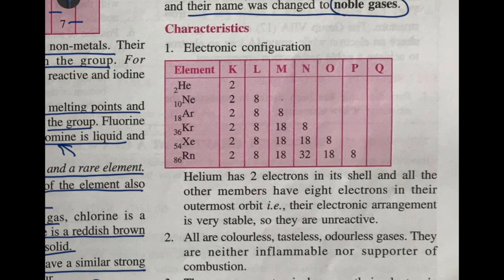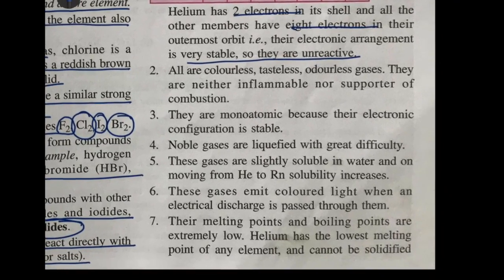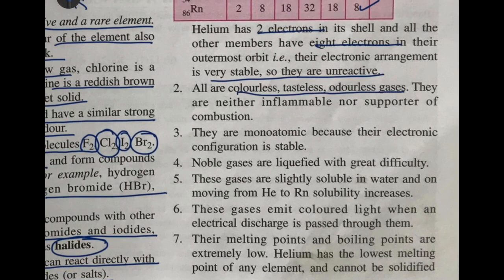So, electronic configuration: helium with just two electrons is completely filled, so duplet configuration. The remaining have 8 electrons in the outermost orbit, so the outermost orbit is completely filled, octet configuration. So they do not have to give away electrons, receive electrons, or share electrons to form a compound. Helium has 2 in its shell and all the other members have 8 electrons, so the electronic arrangement is stable and so they are unreactive. All are colorless, tasteless, and odorless gases. They are neither inflammable, means they do not catch fire, nor do they support burning or combustion. They are monoatomic because their electronic configuration is stable.